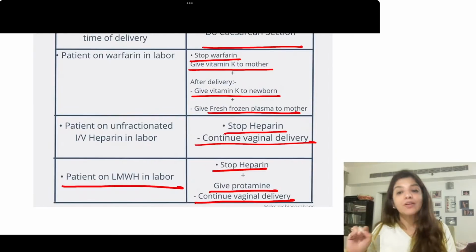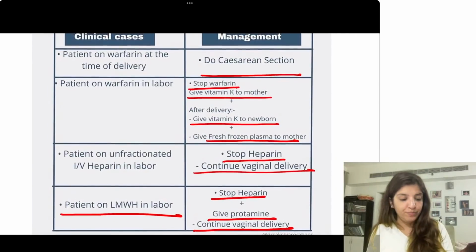Clear? Clear to all of you? All these conditions, are they clear to all of you?